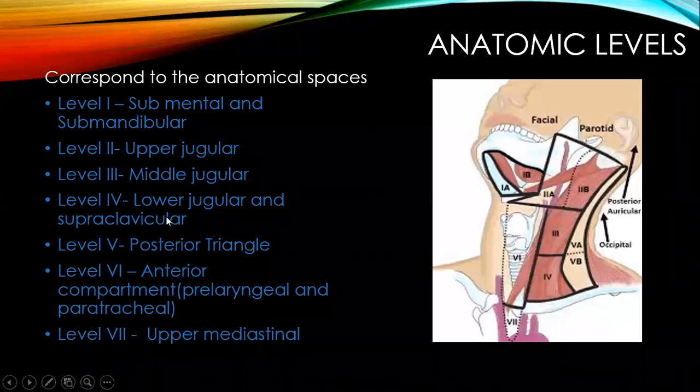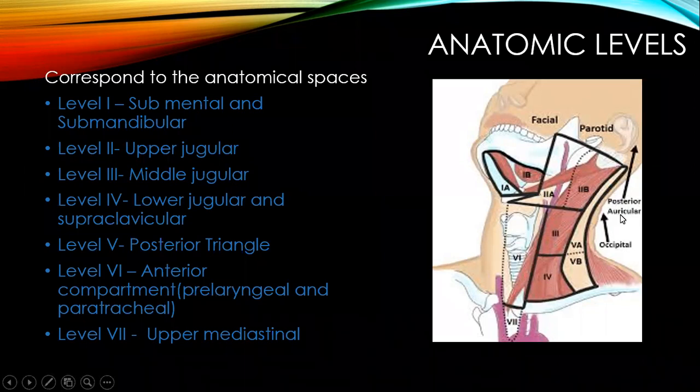Our level 1 is further divided into level 1A and level 1B. The submental is the level 1A, then the submandibular is the level 1B, as noted on the image. Then we've got our level 2, which is the upper jugular. It is also divided into 2A and 2B, where 2A is the anterior inferior, then the 2B is the posterior superior. Then we move on to level 3, which is the mid-jugular, this part. Then we move on to level 4, which is the lower jugular.